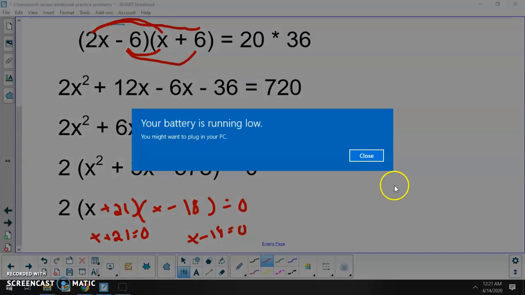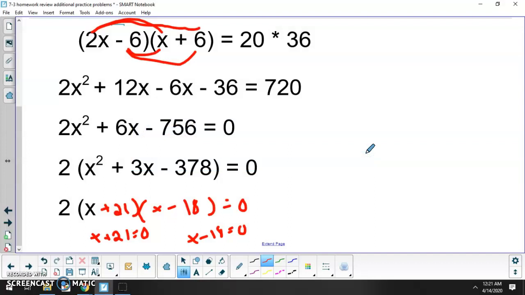Okay. And the PC battery is running low now because I unplugged my laptop. This is just great here.